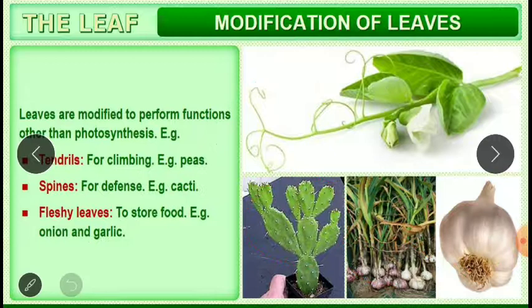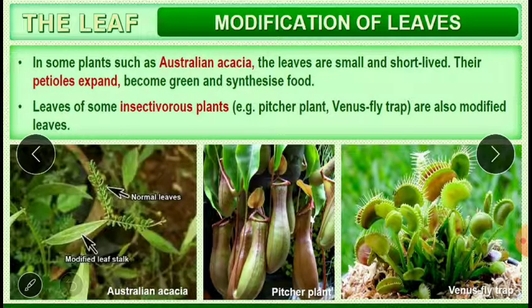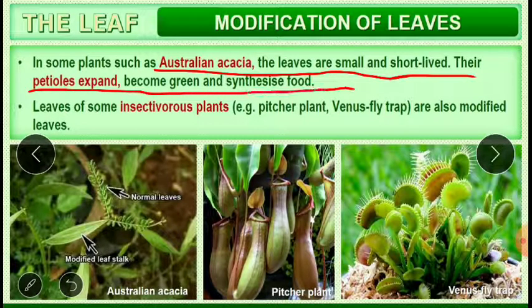These are a few modifications. Apart from this, there are also some specific functions. Here we can see in some plants such as the Australian acacia, the leaves are small and short-lived, and their petioles expand and become green and perform photosynthesis. So instead of the leaf, the petiole, the stalk of the leaf, performs the photosynthesis. Here you can see the normal leaves, and the stalk of the leaves is expanding and performing photosynthesis.